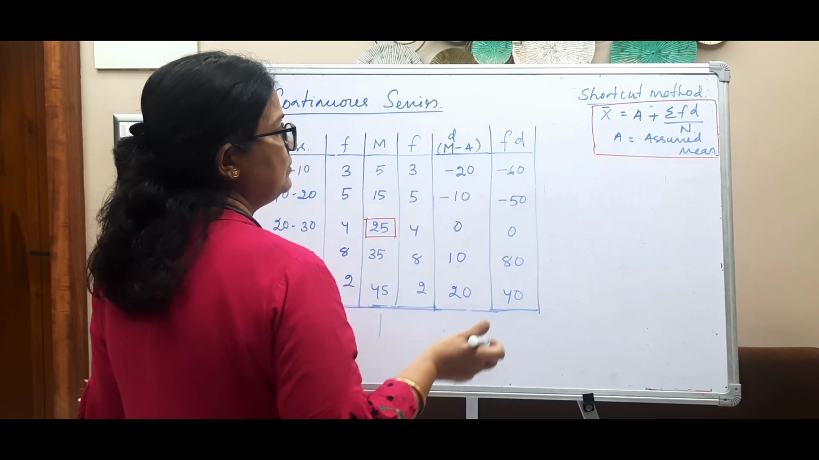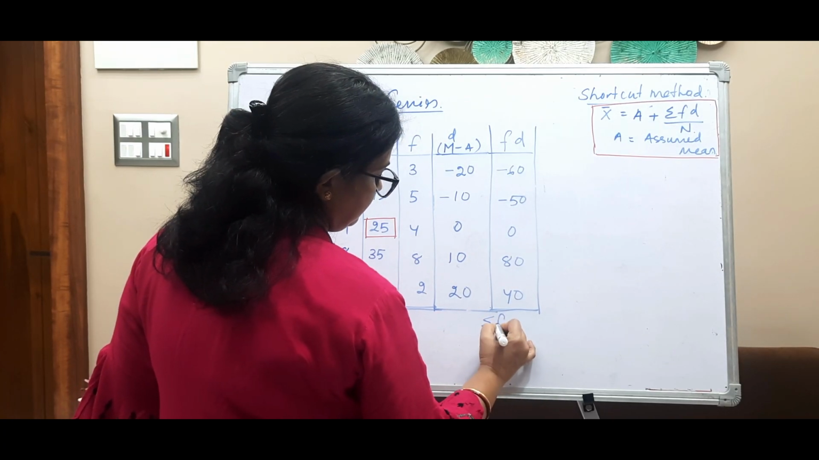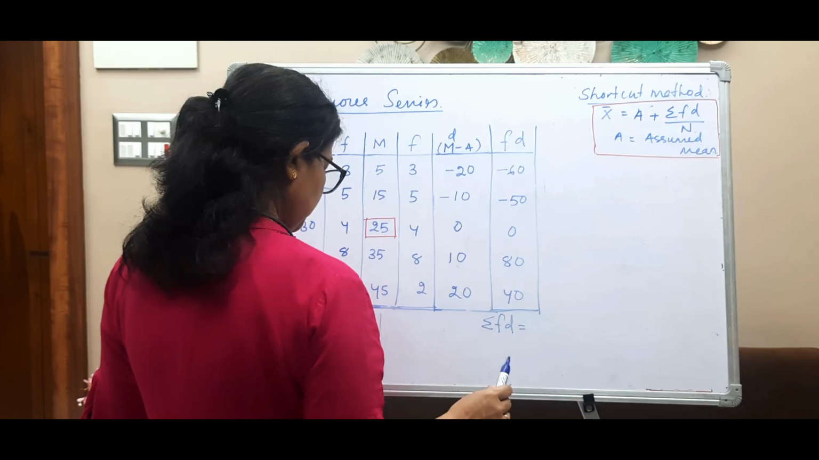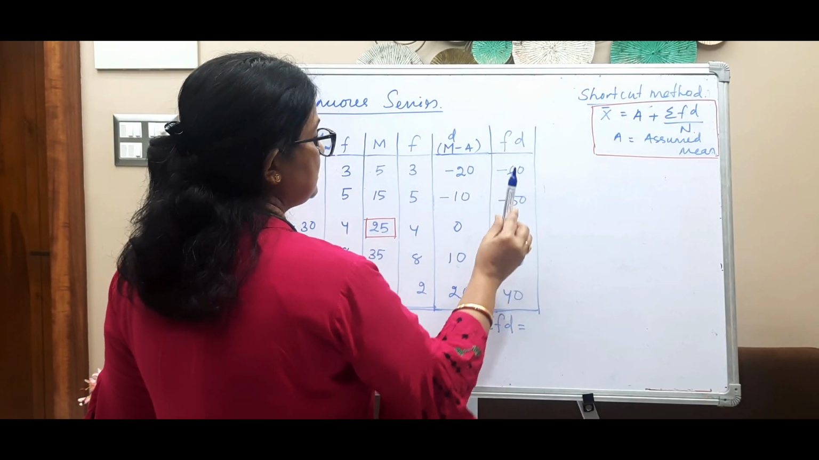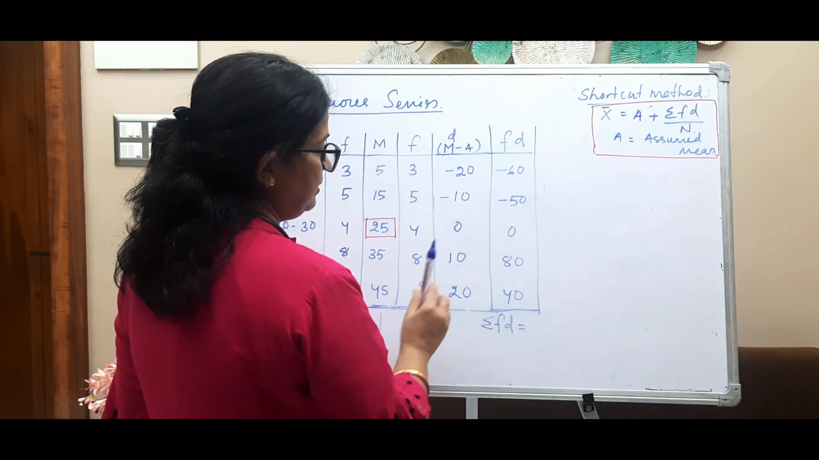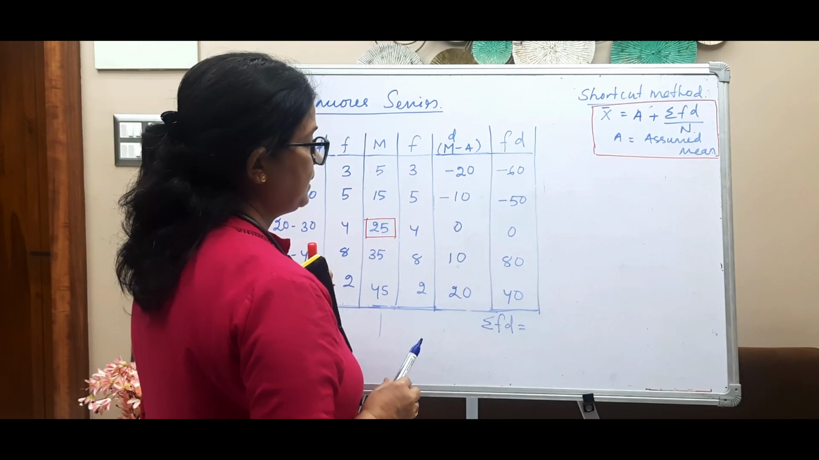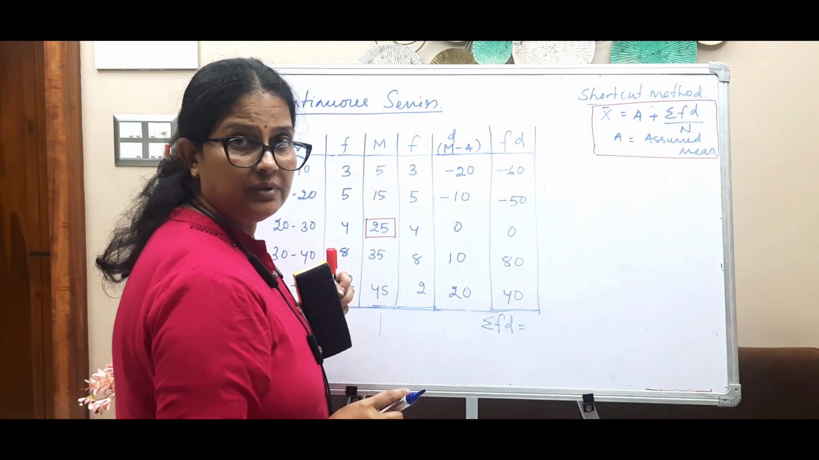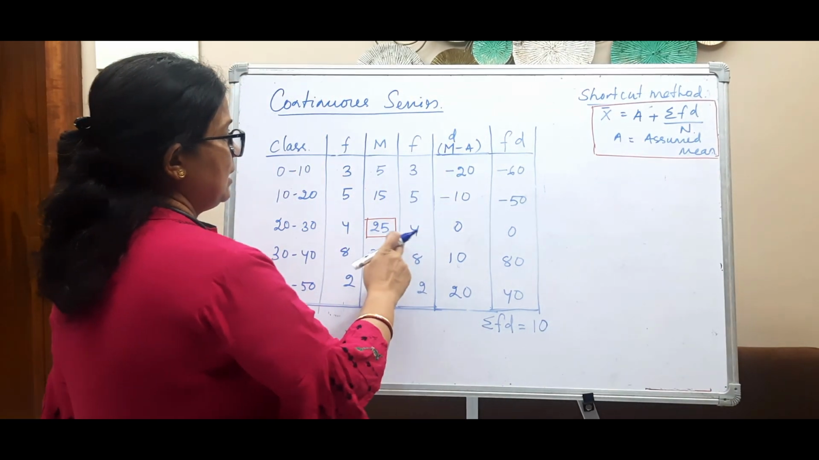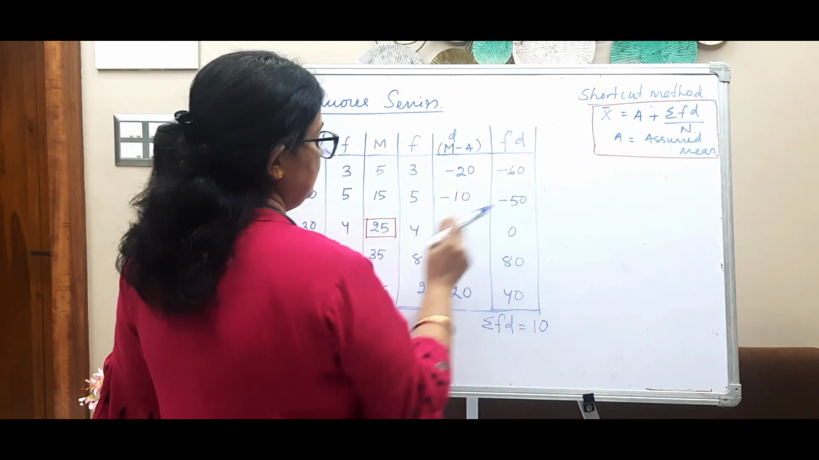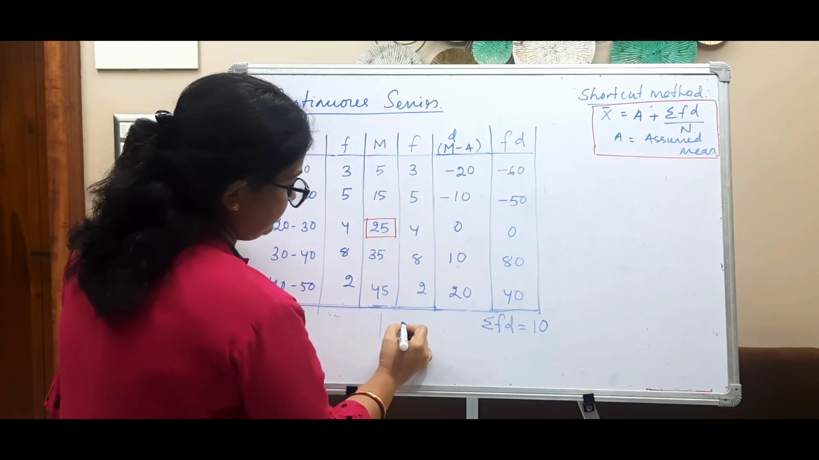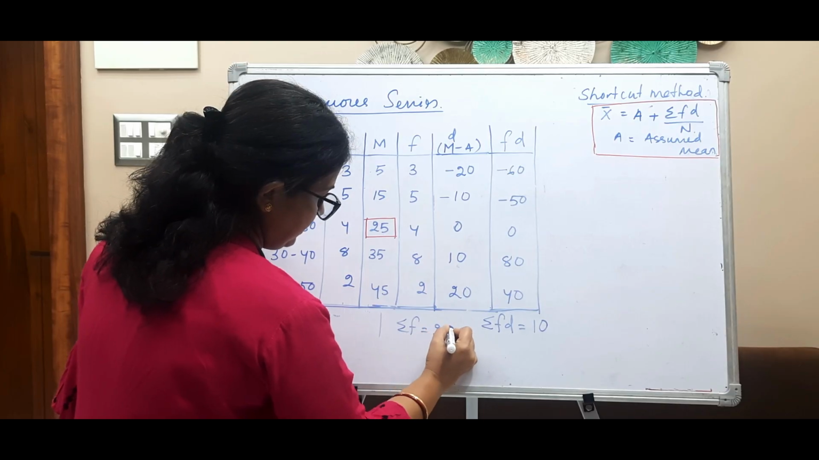So sigma of fd, we first find sigma of fd. Adding the positives, 80 plus 40 is 120, and the negatives, minus 60 and minus 50, make minus 110. So 120 minus 110 will come 10. We know our assumed mean a. Now we know n also. N is nothing but the addition of our frequency, sigma of f, that is 22.